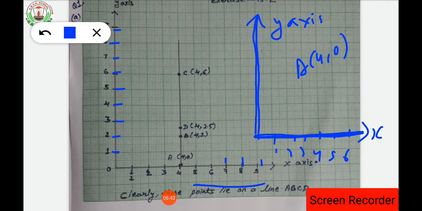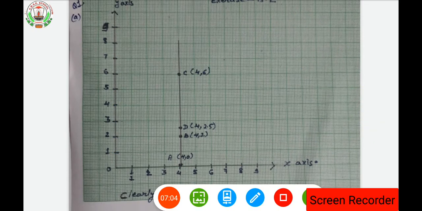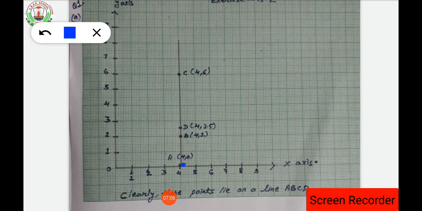Clear, everyone? Then it is asked where the coordinates of A, that is (4, 0), lie. Here the value of x is 4 while the value of y is 0, isn't it? Here y is always 0 on the x-axis. So the value of x is 4 and the value of y is 0. So this is the point where the blue dot is, which is the point A, marked as (4, 0). Clear, everyone?